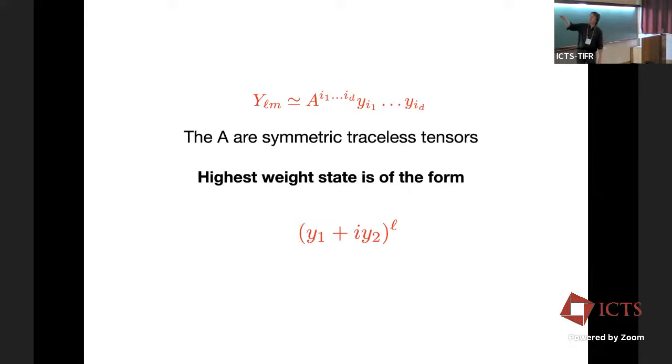But this is the nomenclature that is used, for example, in representation theory. So the highest weight state is of the form y1 plus i y2 to the power L. Sorry, it should be L indices. This should be IL and this YL. The highest weight state of spherical harmonics is, again, a polynomial of degree L. This is the simplest one that I can write. And then it's maximal angular momentum, and that's what makes it the highest weight state.